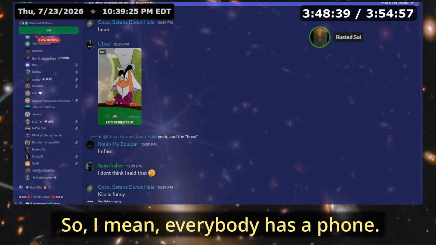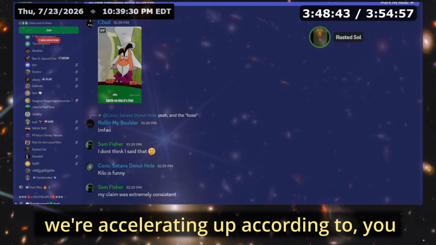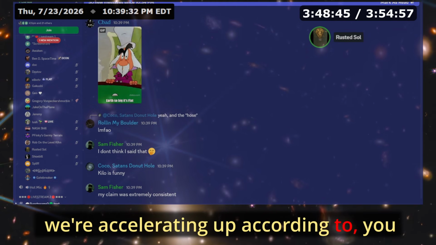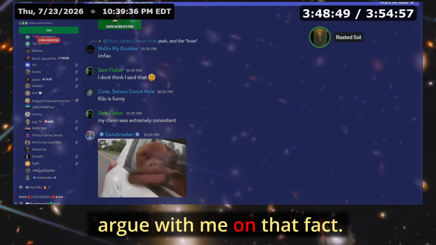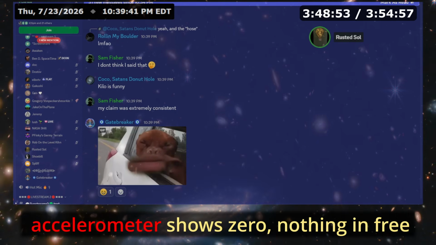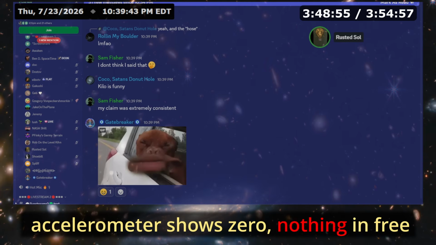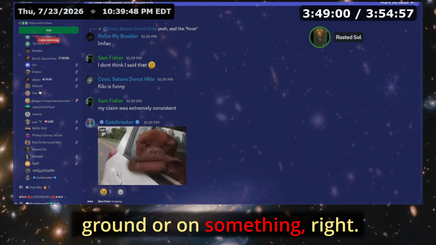Everybody has a phone. Everybody can test for themselves that we're accelerating up, and I haven't really had too many globers argue with me on that fact, right? You guys can admit that an accelerometer shows nothing in free fall, and acceleration upward when it's on the ground or on something, right?